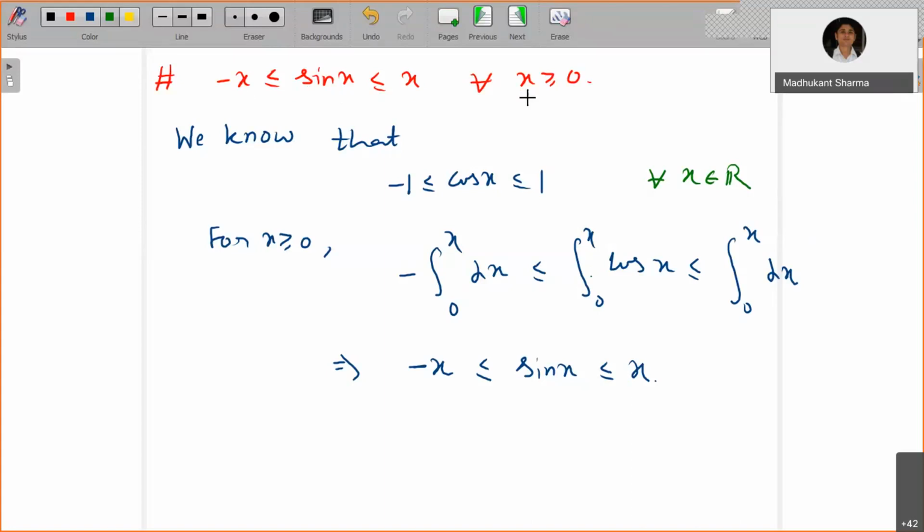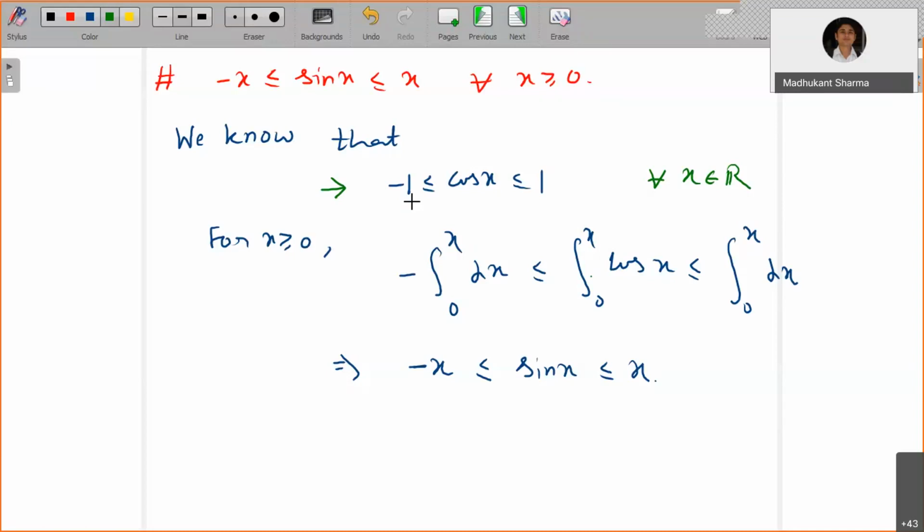Now we know the following fact: minus 1 is less than or equal to cos x, which is less than or equal to 1 for every x in R. So if you integrate minus 1 from 0 to x dx, cos x from 0 to x, and 1 from 0 to x dx, they will also be related with the same inequality, because x is greater than or equal to 0. Once you perform this, it establishes your result that minus x is less than or equal to sine x, which is less than or equal to x.